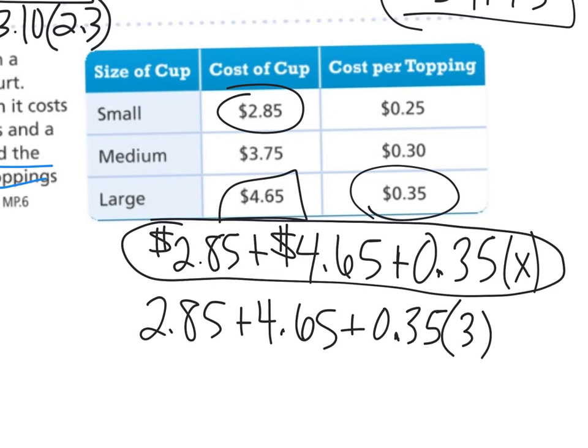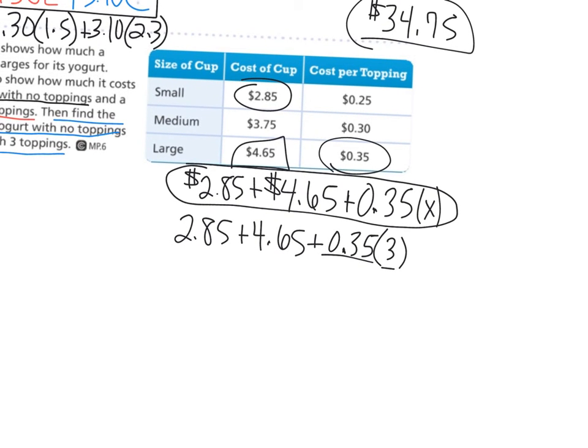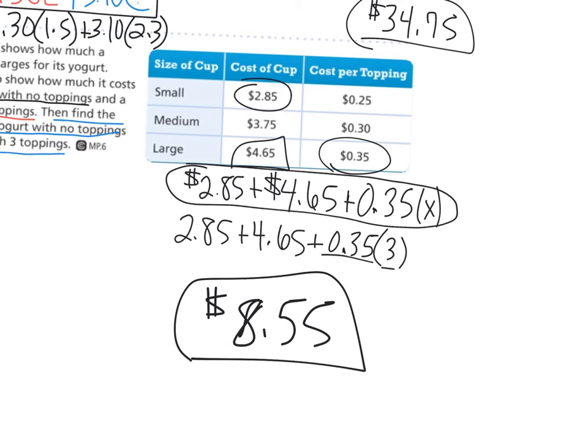Okay? With this one, understand you'd have to multiply first before you add the other parts together. And when you work that out, again, confident in your abilities, this should work out to be $8.55. So this gives you an idea of how to evaluate algebraic expressions.